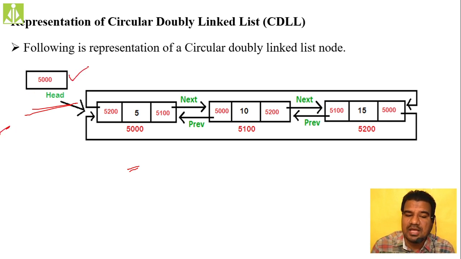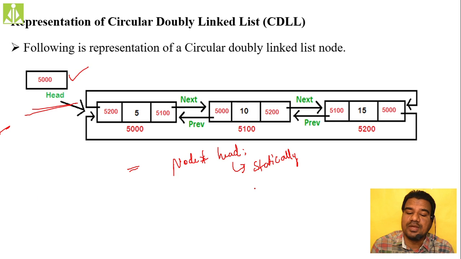So when we are saying Node star head, this means the memory allocation for this head pointer we are doing statically. And from where will the static memory allocation be done? From the stack.